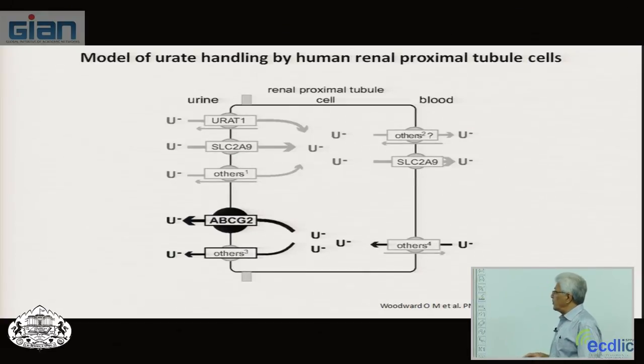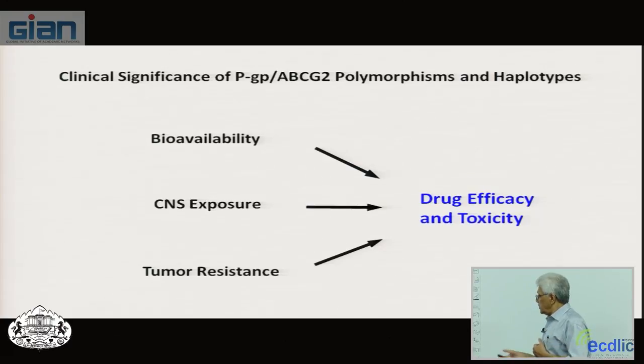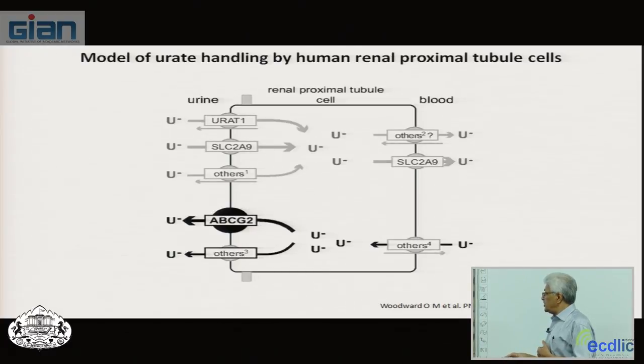And this is the model for how the ABCG2 may be transporting urate. If the Q141K mutant doesn't come to the cell surface, then you would expect urate accumulation in the kidney cells. And that seemed to be the mechanism for how this transporter is linked to gout. And now there are attempts to see whether rescue of ABCG2 to the cell surface by chaperones can reduce the severity of gout. And those are the clinical trials going on.